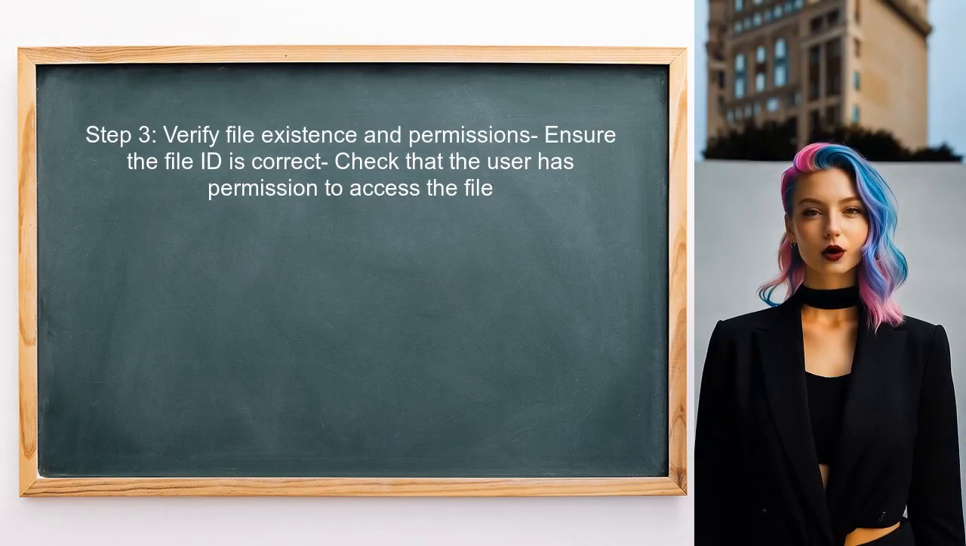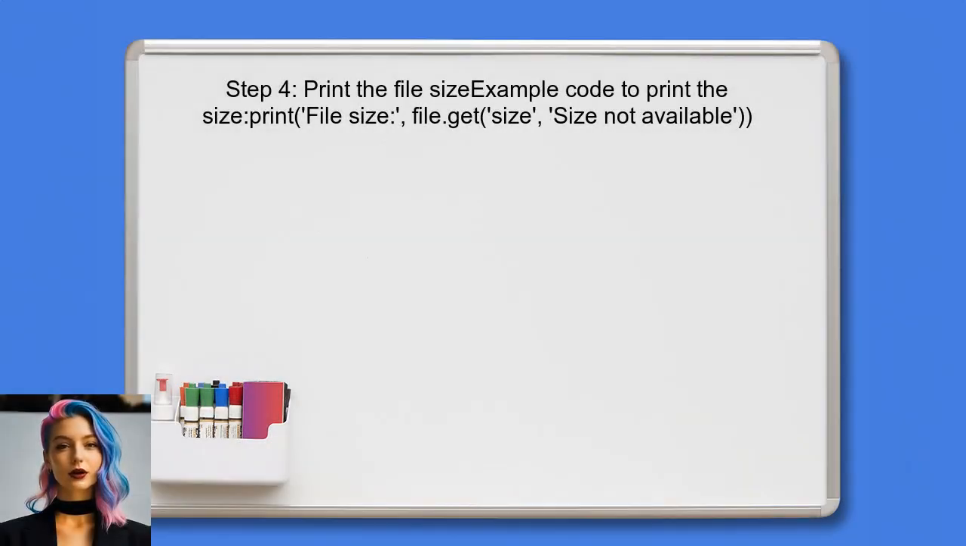If the user still does not see the file size, they should verify that the file actually exists and that they have the necessary permissions to access its metadata. Finally, if everything is set up correctly, the user can print the file size to the console. This will confirm that they have successfully retrieved the information.